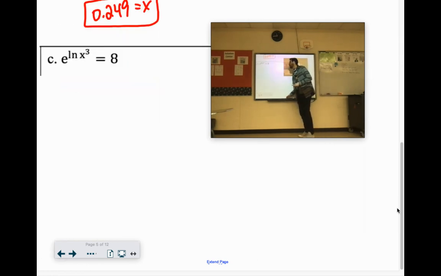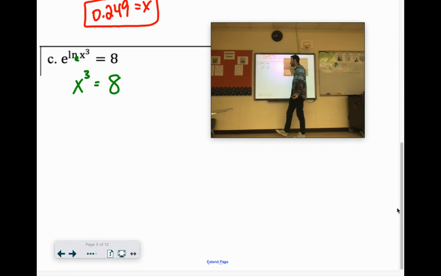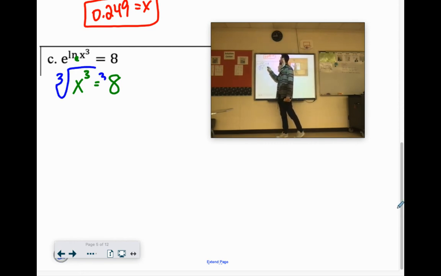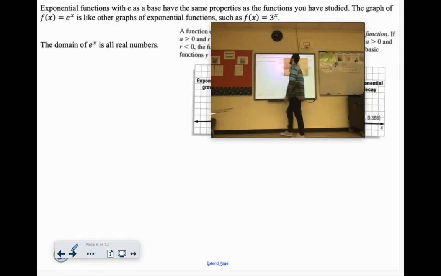e to the ln of x to the third equals 8. Well, e to the ln sub e all cancels out, so we just have x cubed equals 8. And then how do you get rid of a cube? You cube root it. And the cube root of 8 is 2. 2 times 2 times 2 gets you that 8. That wasn't even that bad.